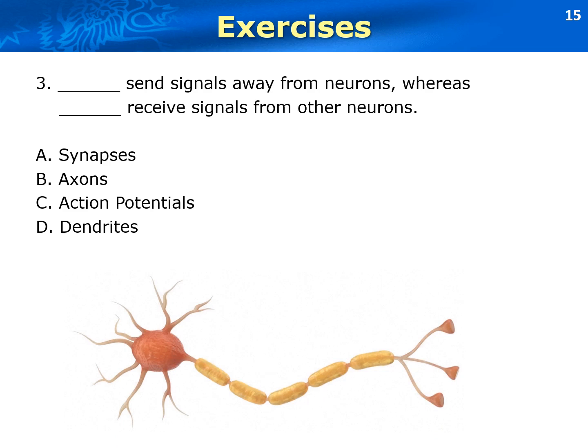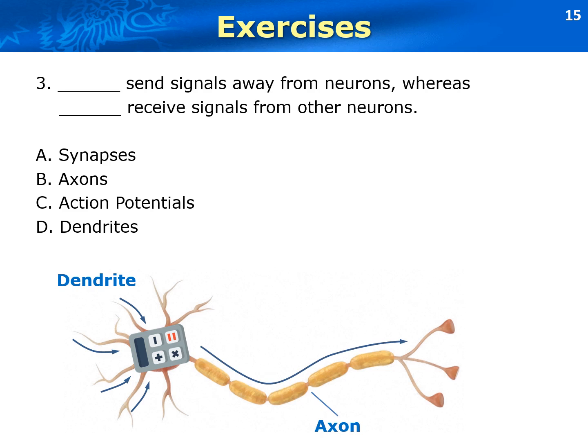Firstly, dendrites receive signals from other neurons and pass them to the soma. Soma is like a calculator to process this information. Axons transmit this information to other neurons or muscles. Therefore, the correct answers are B and D.